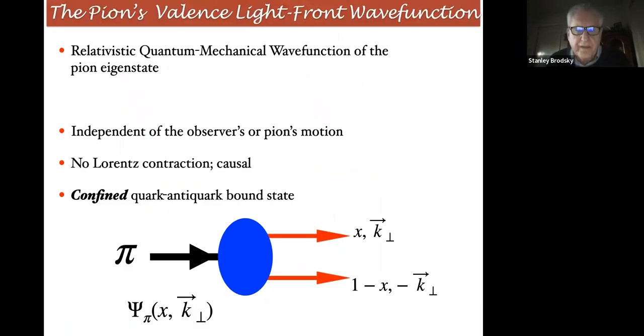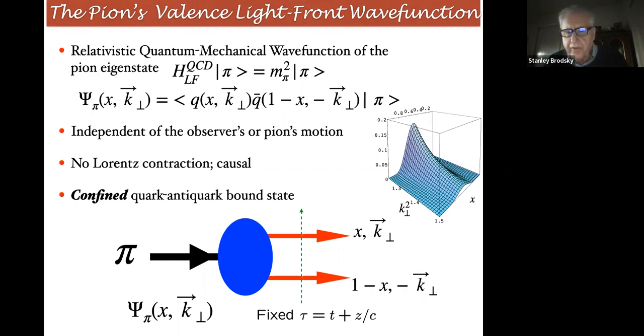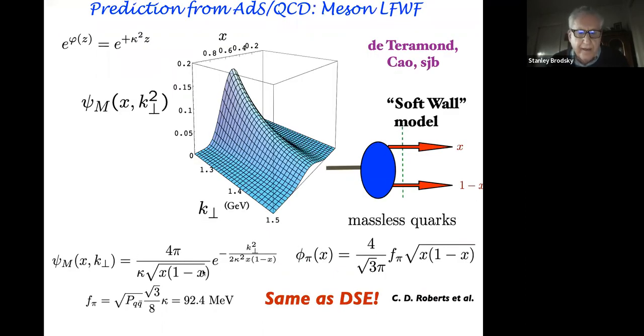So you have now a relativistic quantum mechanical wave function, the pion, or every meson. Nothing depends on the observers or the hadron's motion. There's no Lorentz contraction. Everything is causal because the signal just goes at the speed of light, and it's confining. It's a quark anti-quark bound state. So you really have then a pion light-front wave function, which is just the projection on the free quark Fock basis. And you have then beautiful light-front wave functions which are Gaussians in k perp squared over x(1 minus x). And here's, in fact, the analytic form.